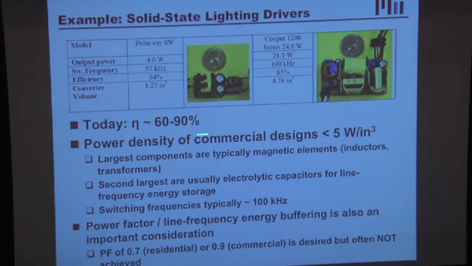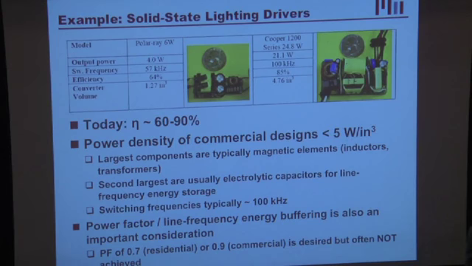Typically, the efficiency is between 60 and 90%, and 90% is actually being generous. I don't think we actually found a commercial design that was that efficient. Switching frequencies are on the order of 100 kilohertz. This one's 57, this one's about 100. Consequently, you get power densities that are below 5 watts per inch cubed.